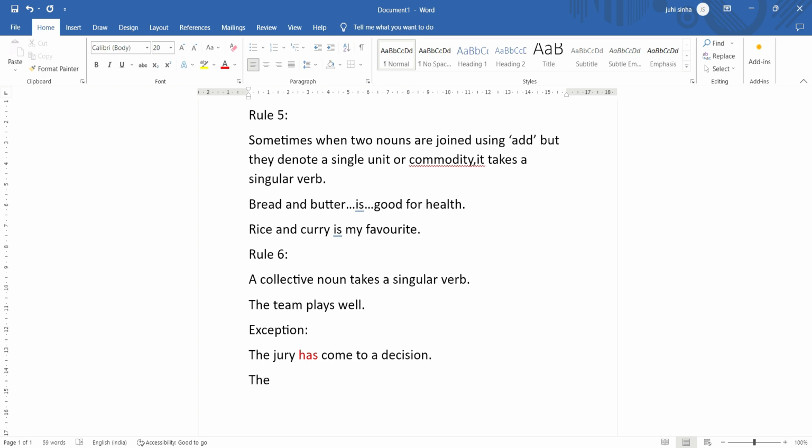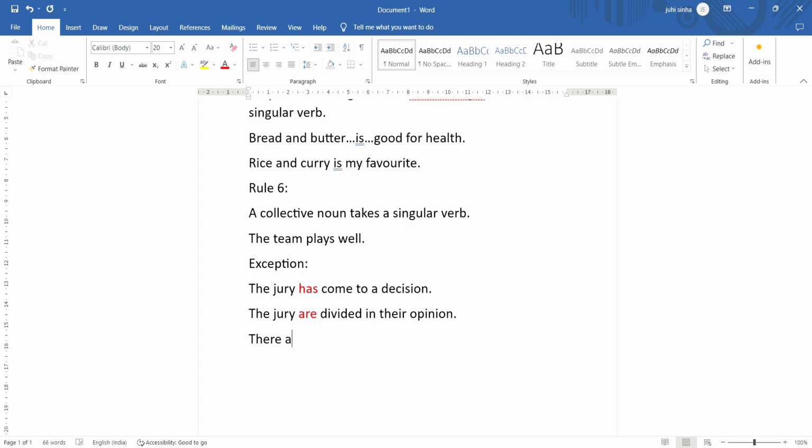But suppose the jury was divided, so it is the jury are divided in their opinion. So the judges are not able to come to a unanimous decision. They are not able to come to the same decision. So they are no longer acting like a team. So that is why here we are going to use a plural verb. The jury are.